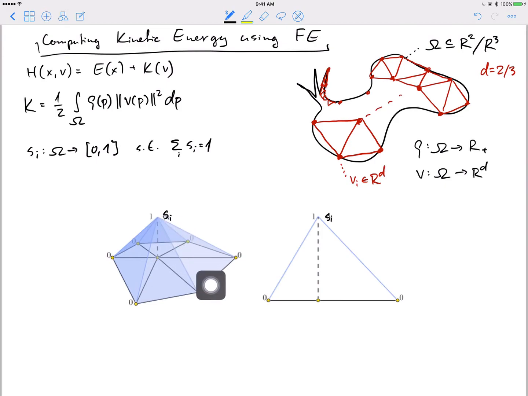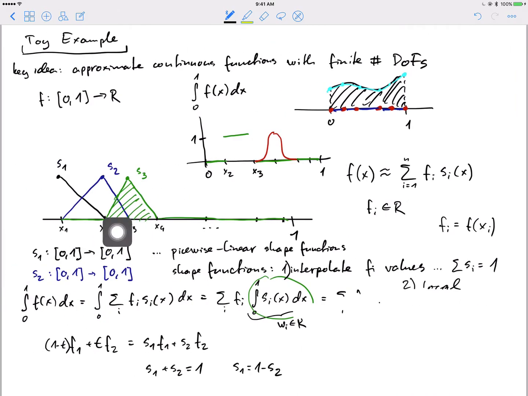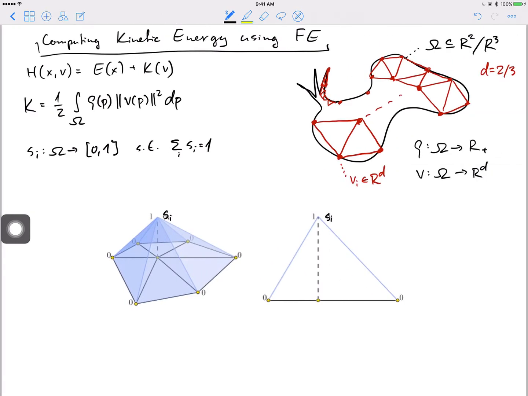And this is a visualization of the piecewise linear shape functions. So just like here, we had the piecewise linear shape functions. Sometimes they are called tent functions or hat functions because of their shape, these piecewise linear ones. And this is the direct generalization to a triangle mesh. Okay. So the shape function has a value 1 at its own node.